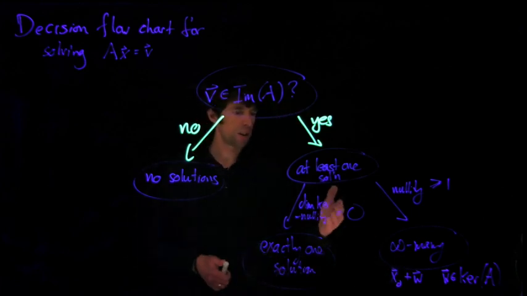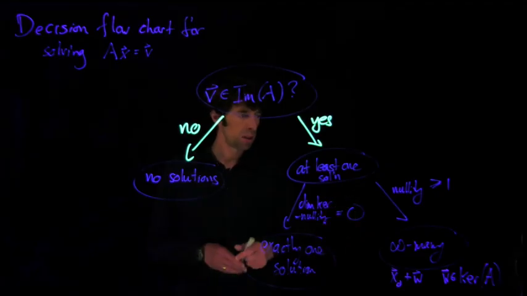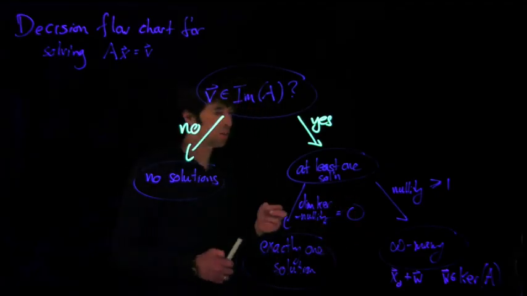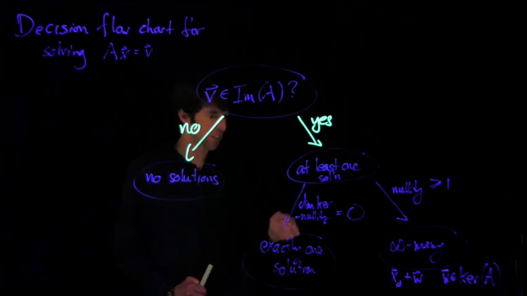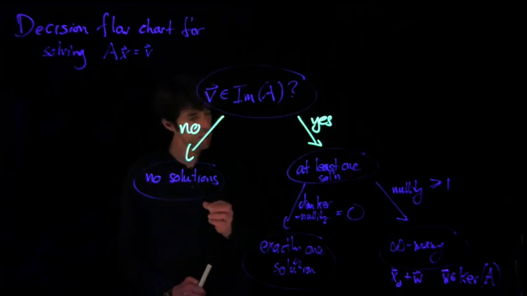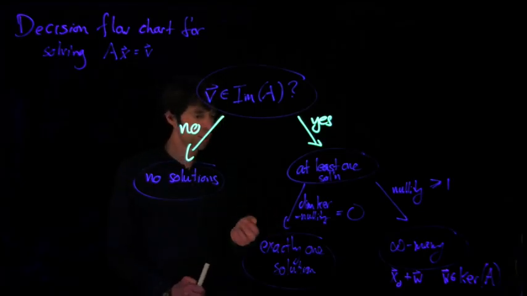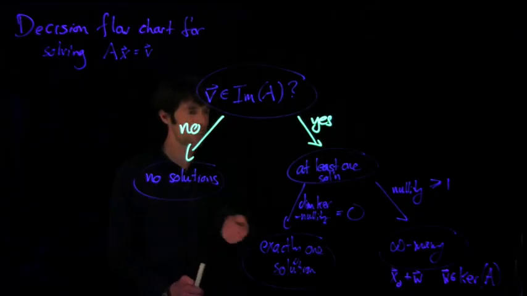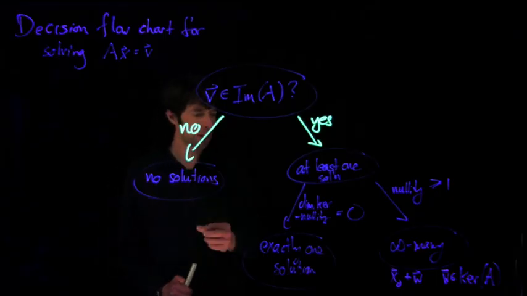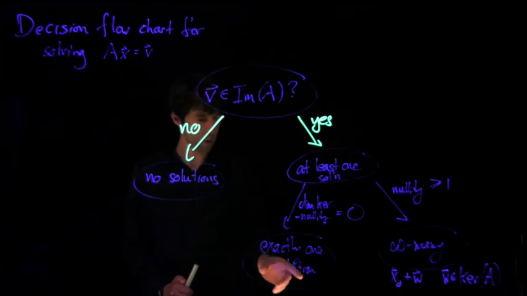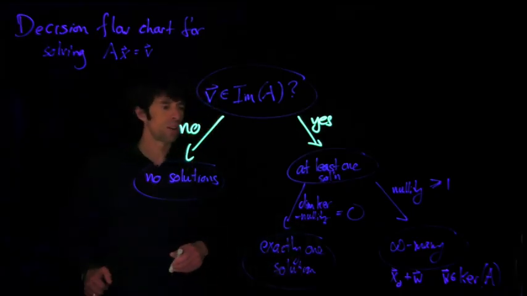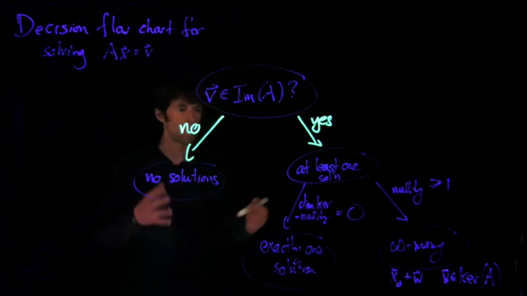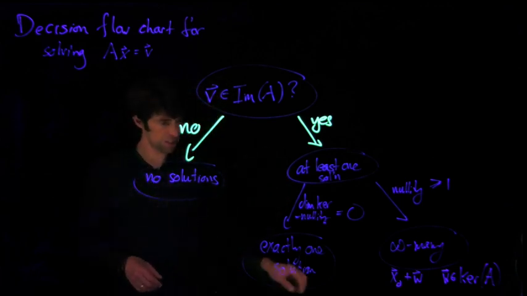If the kernel has dimension 0, it means it just consists of the 0 vector and nothing more. So when I take any one solution, the only vector in the kernel that I can add to it to make more solutions is the 0 vector, but adding the 0 vector doesn't change anything. So if I found one solution, all I've got is that one solution, and that's why we have exactly one solution when the kernel has dimension 0. So there's the flowchart for solving equations.